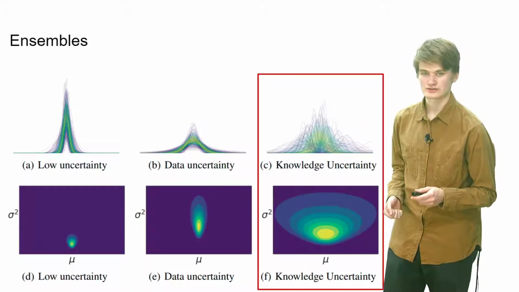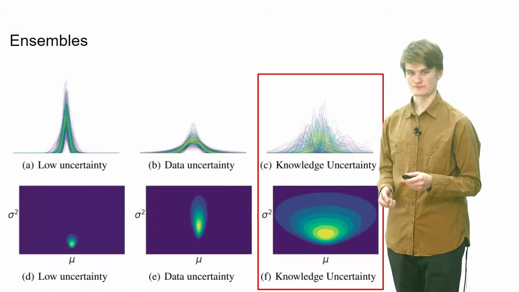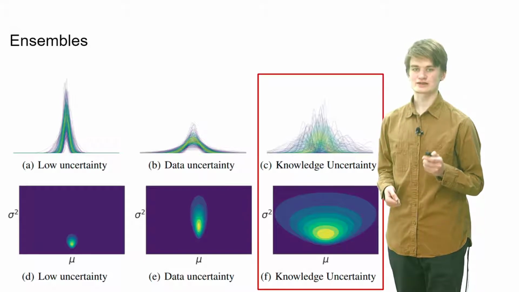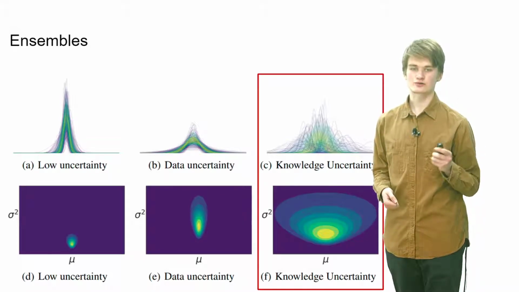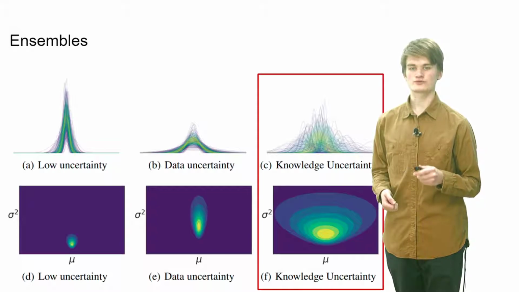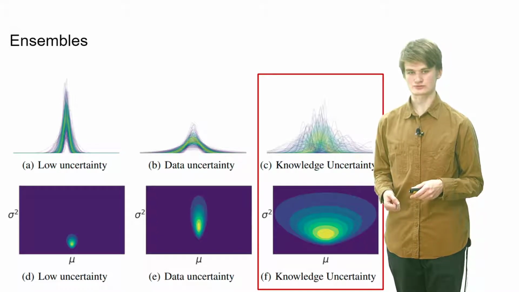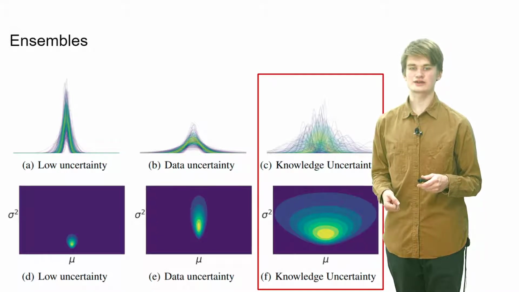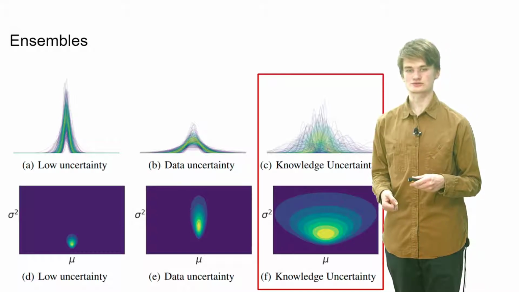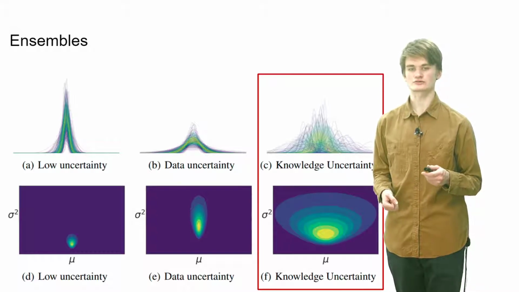Finally, the case with high knowledge uncertainty. You can see that ensemble predictions here are quite chaotic. There are both models with high and low variance, and the models do not agree about the mean of the distribution. Such behavior means that the input data is out of distribution and our models are not ready to work with it.